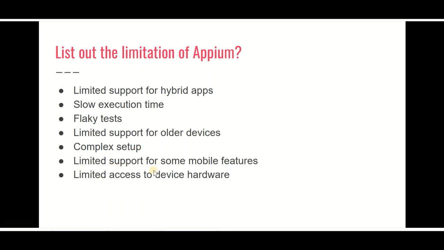And the next one is limited support for some mobile features. Appium may not support some mobile features such as NFC, biometric authentication, or hardware sensors. Those have very limited support through Appium. And lastly, but not the least, is limited access to device hardware. Appium cannot access some device hardware, such as the device camera, microphone, or GPS location. This makes it difficult to automate certain test scenarios if you need to access the microphone, camera, or GPS.